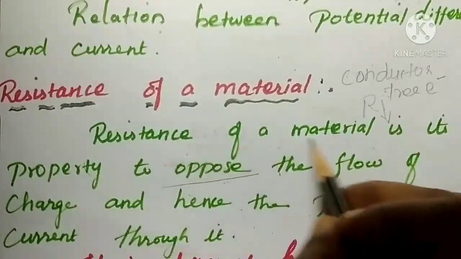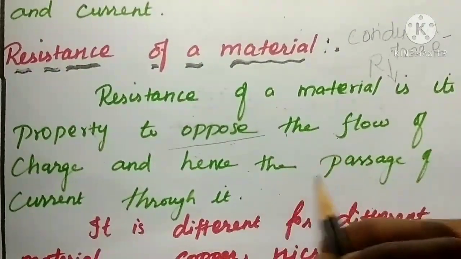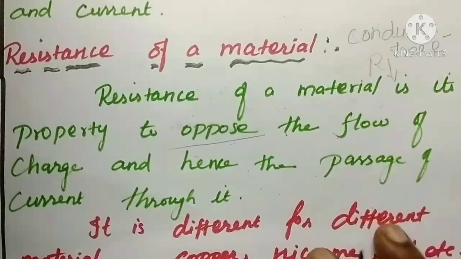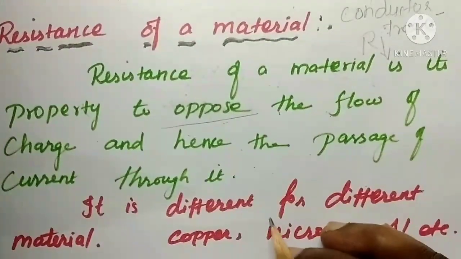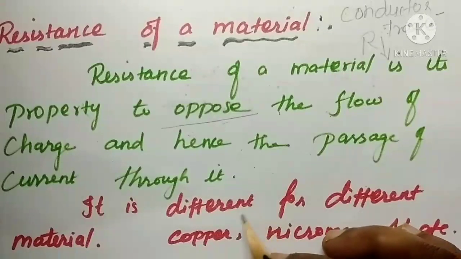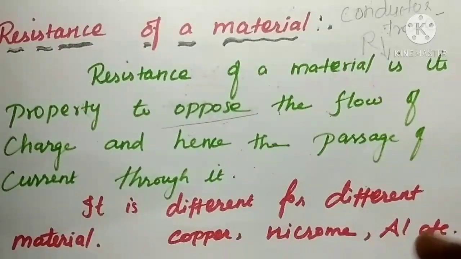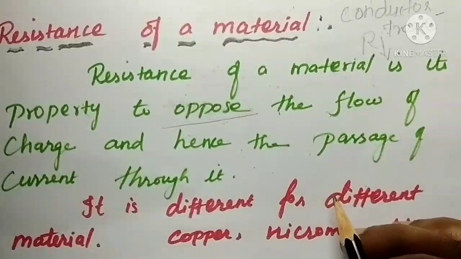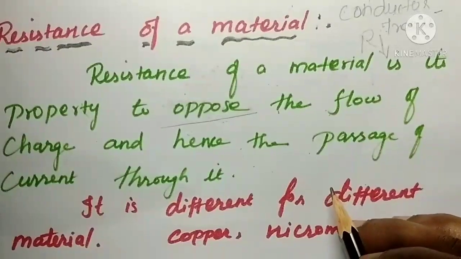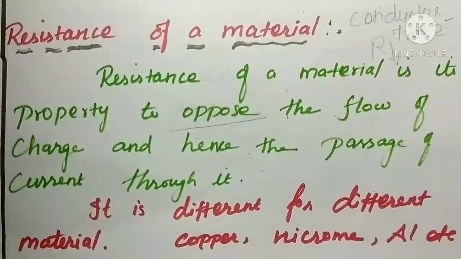So the resistance of a material is the property to oppose the flow of charge and hence the passage of the current through it. This resistance value is different for different materials. You all know that copper, nichrome and aluminium are good conductors of electricity, and plastic, rubber and wood are bad conductors of electricity, and they are called insulators.